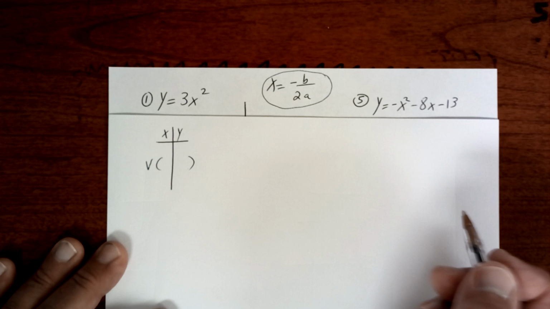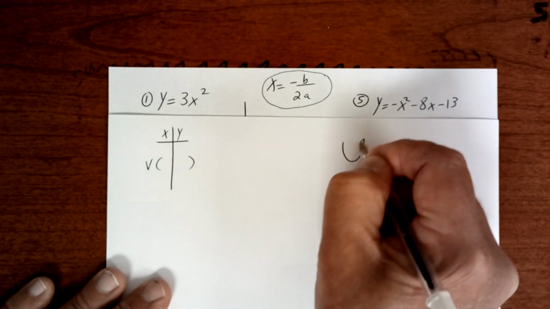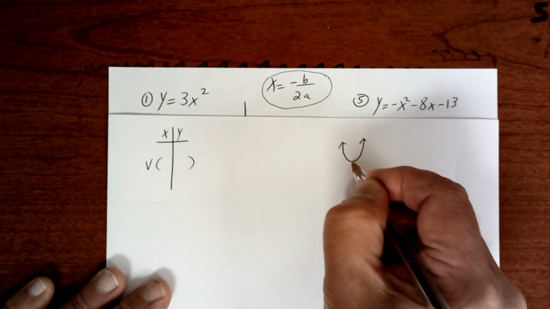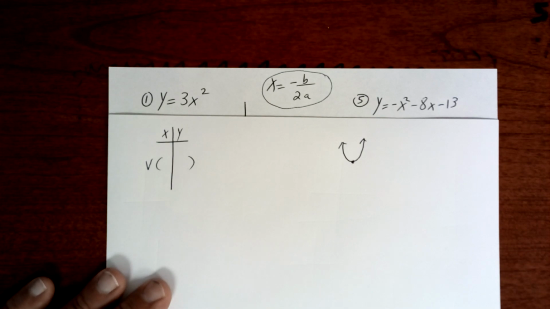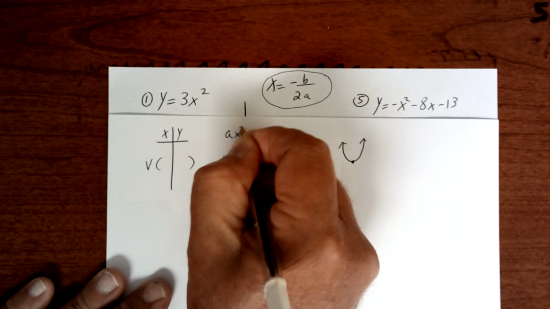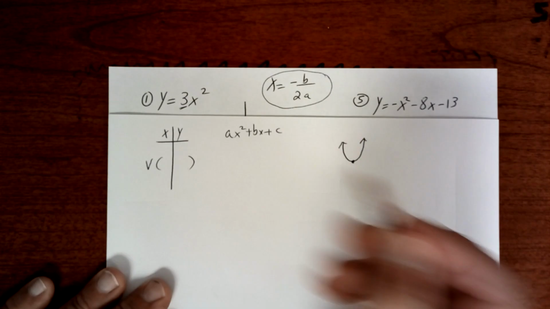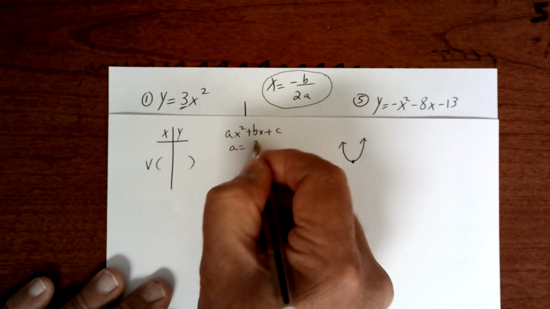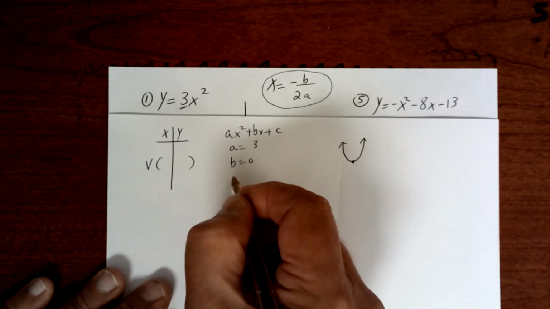Now when I say turning point, remember it's a parabola. So it's going to look like a U. And so the vertex would be like right there. Okay? So that's what we got to figure out. So we have to identify the A, B, and C. Remember this formula? AX squared plus BX plus C. Well, here's the A. So A is equal to 3. B is 0. And C is 0.